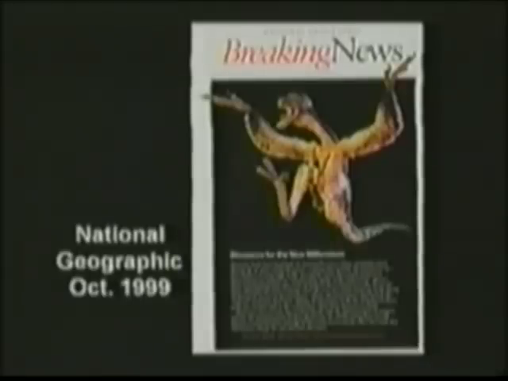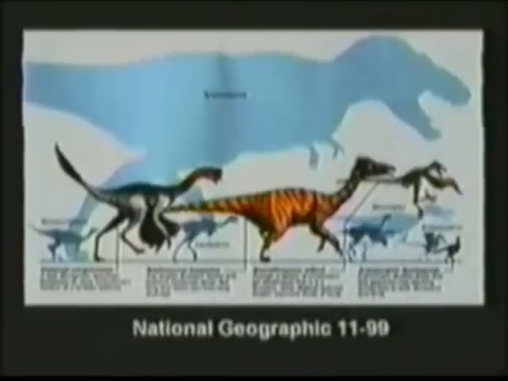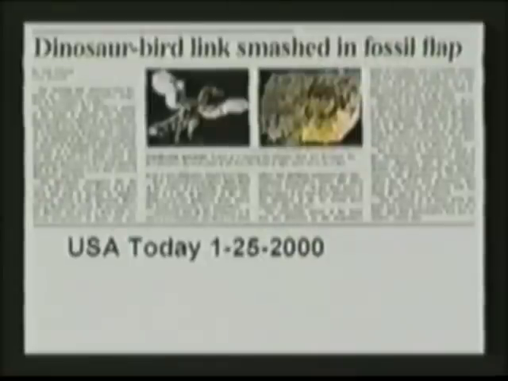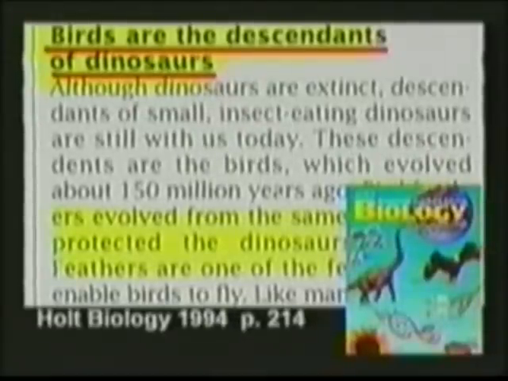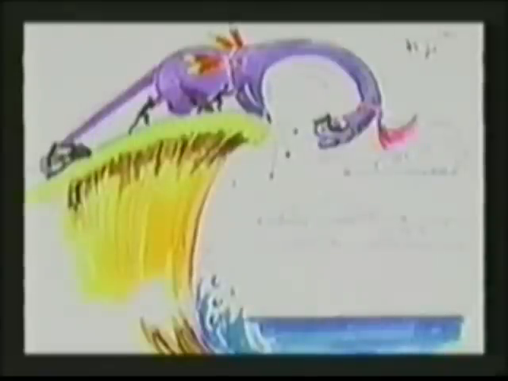National Geographic, the missing link, breaking news, we found the proof for evolution. They had a big article about it in November '99. Two months later, oops, it was a fraud. Some guy in China made this thing and sold it to the Americans for a lot of money. Proven wrong. We could spend a long time on this one. Dinosaurs, birds, the descendants of dinosaurs. All you got to do is add a few feathers and say, go ahead, it won't hurt too much. Give it a try, okay?